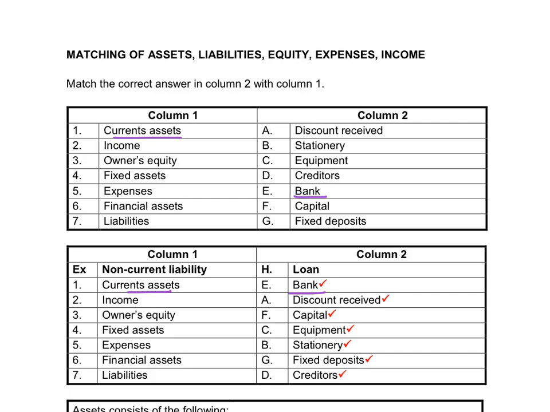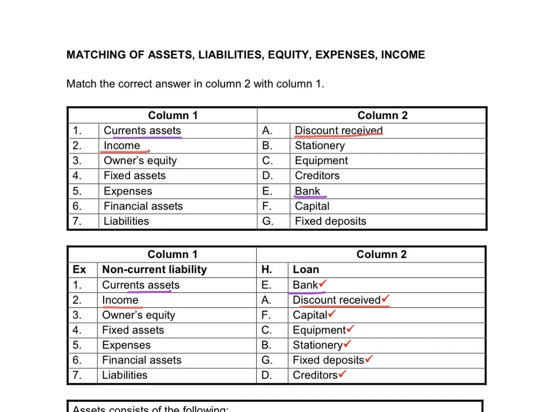Income increases the profits of the business. So we have to go through the list in column 2 and see if we see any income there. That could be sales, rent income, interest income, discount received. And we see that there's discount received. So for income, we will indicate that the only one in the list available is discount received.